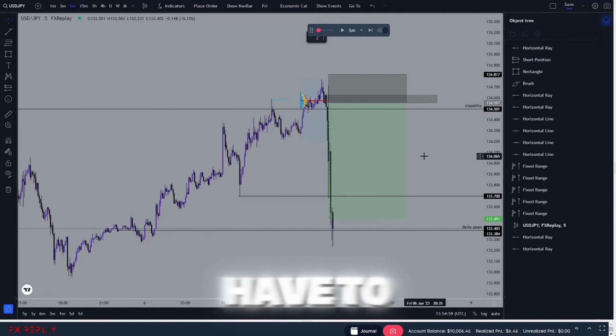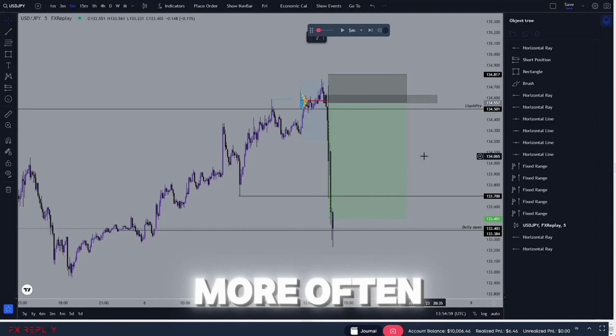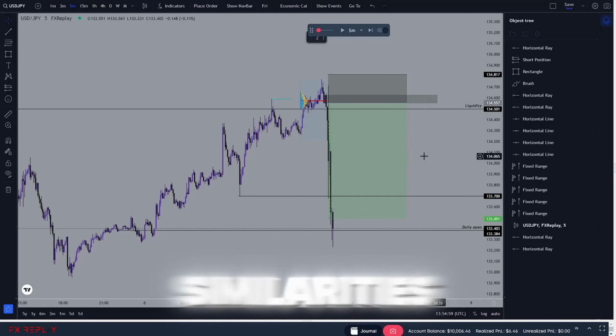Well, you just have to understand the market, okay? You can make a lot of money in the market. You just have to look at the market more often and find similarities. Journal your trades, and then you will find stuff like this.